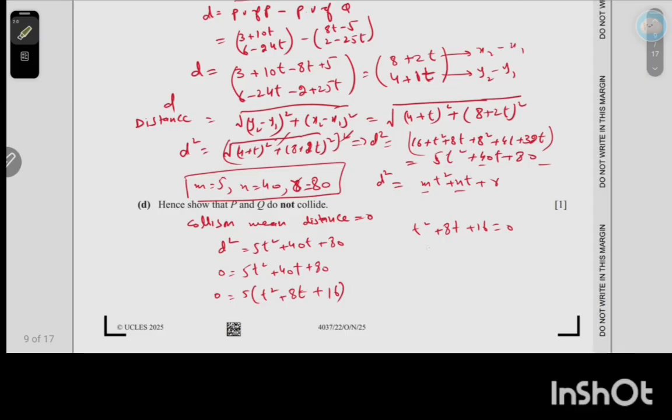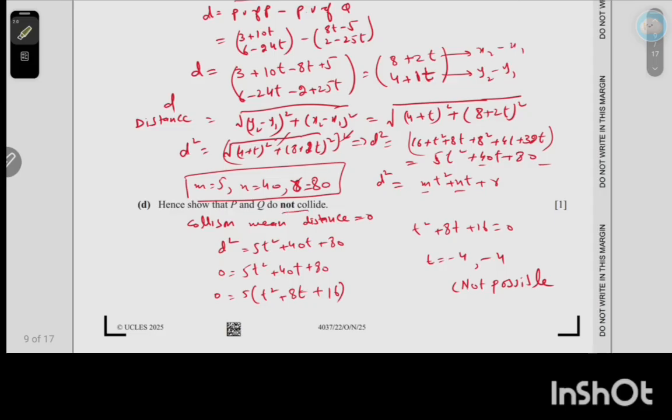So we have to apply the quadratic formula, or the middle term break. If we apply it here, we get the answer t equal to minus 4. Both answers are the same. So here we have discussed that the distance will be 0, so t which is negative is not possible, because time never will be negative. Time always will be positive, so this is not possible. So we have shown that they do not collide.